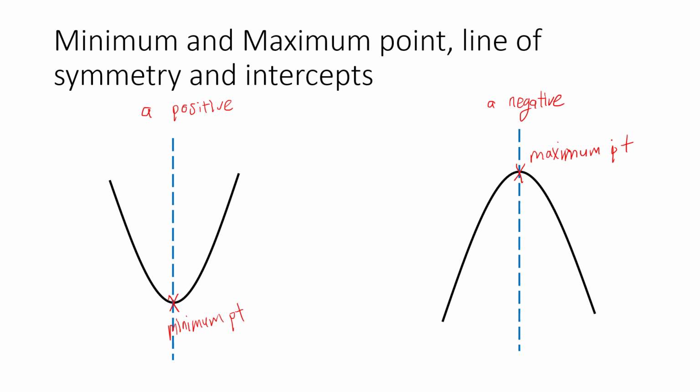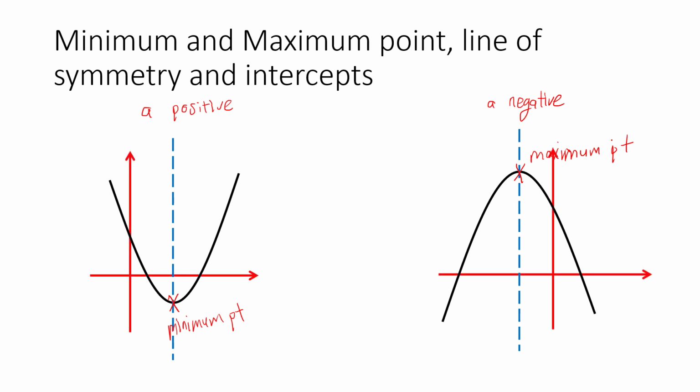Lastly, intercepts. You should be familiar with the x and y intercepts. The point whereby the curve cuts the y-axis is called the y-intercept. Where it cuts the x-axis, it is the x-intercept. Same thing here: this one is the y-intercept. Here we also have 2 x-intercepts.